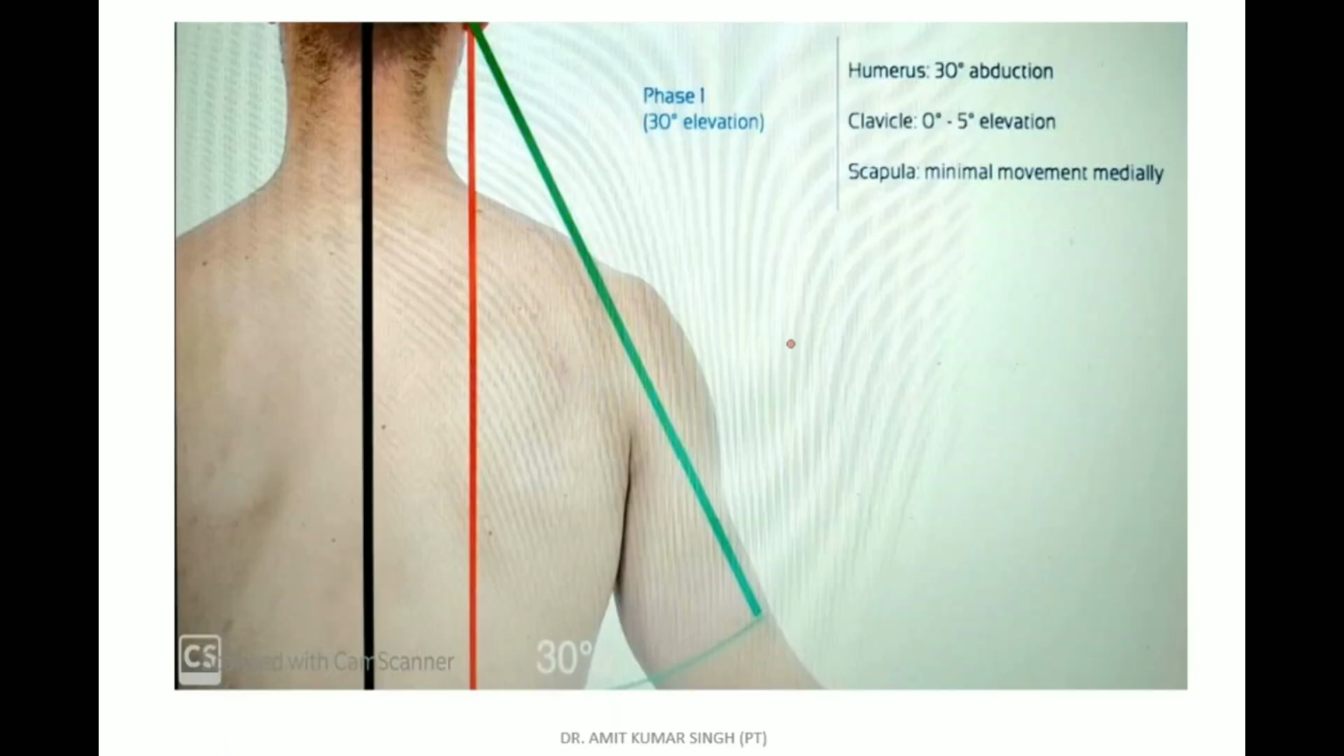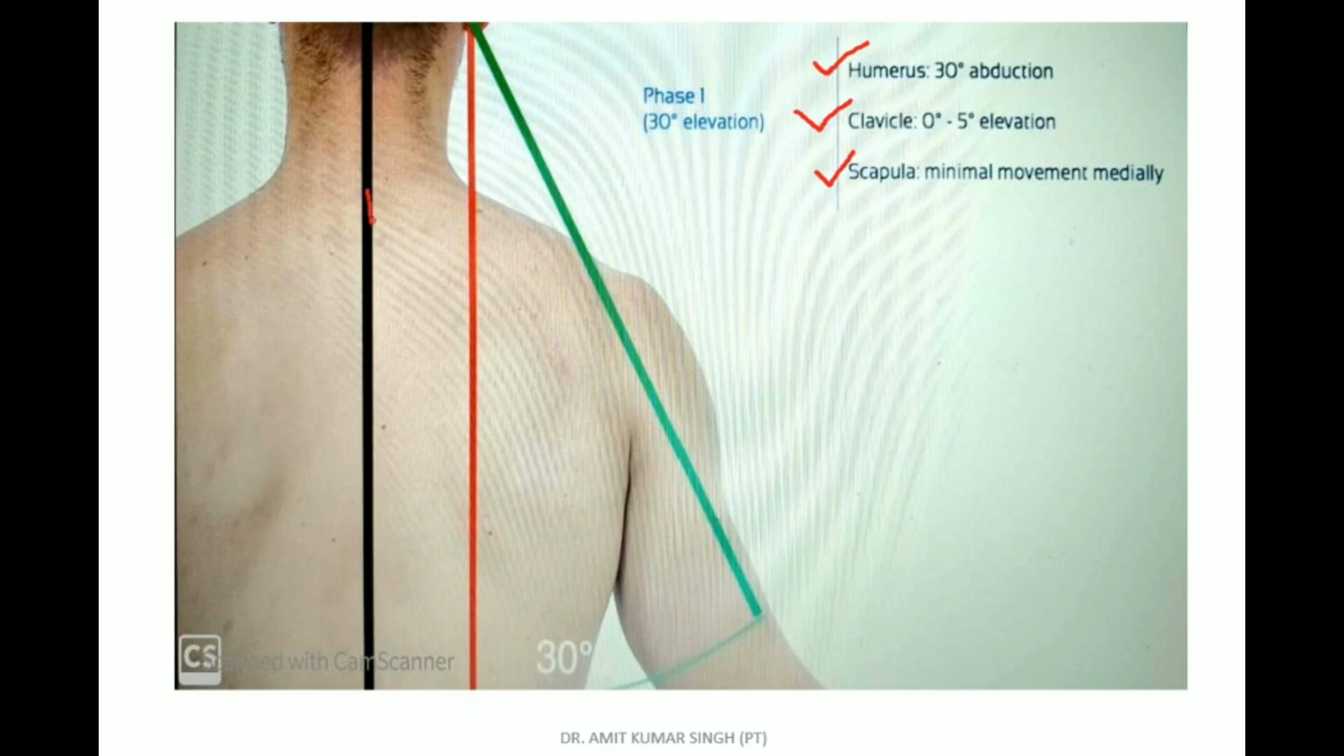In the first phase, phase 1, which as I told you is also known as the early range or setting phase, what is going to happen here? Here we are going to get 30 degrees of elevation. In this 30 degrees of elevation, as I have already explained, the humerus is going to contribute 30 degrees of abduction, the clavicle will contribute 0 to 5 degrees of elevation, and on the scapula there will be minimal movement.